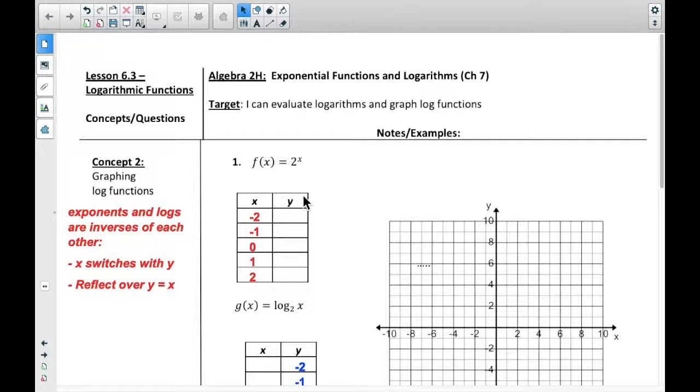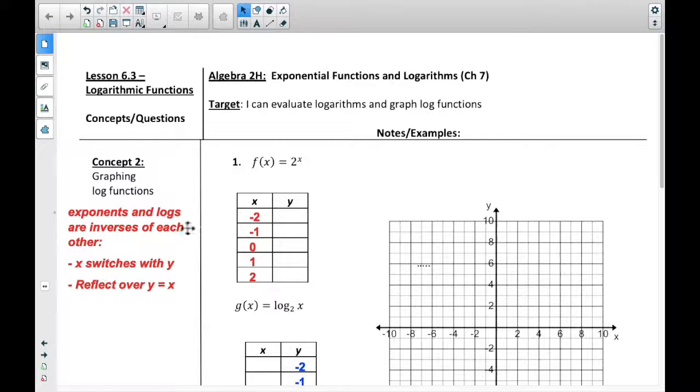Hi guys, today's video is going to be about graphing logarithms, and I'm going to start with graphing an exponential, because we know that logs and exponents are inverses of each other. They undo each other, so that's why we've been going back and forth between log form and exponential form: they are inverses of each other.